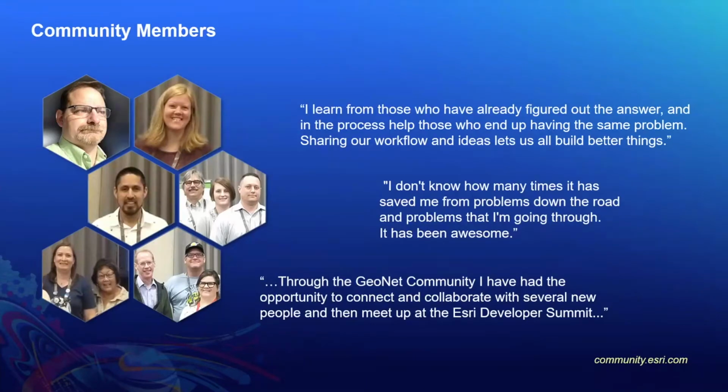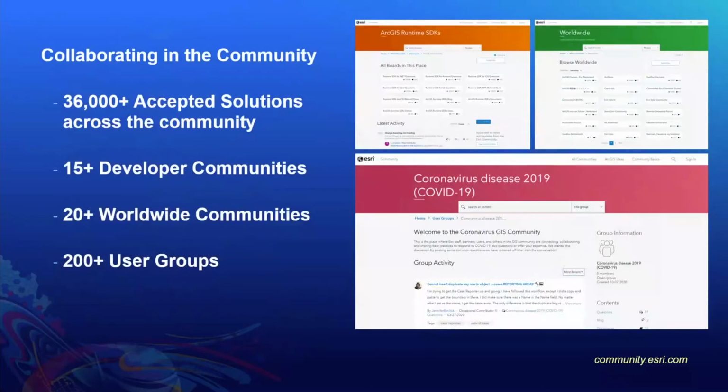Pictured to the left are some of our most active community members that we call MVPs. These super users of the community often provide help and valuable contributions to the knowledge base of the community. There are more than 36,000 accepted solutions across the community to help you solve a problem.